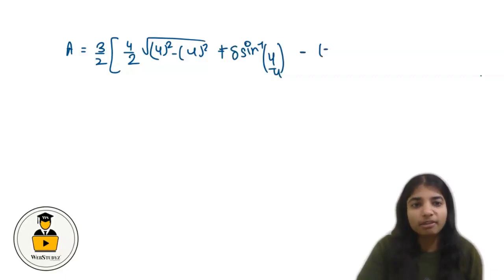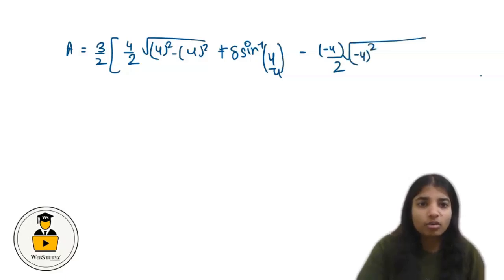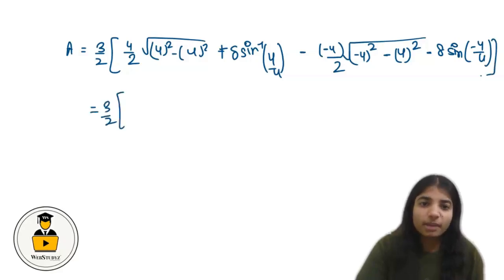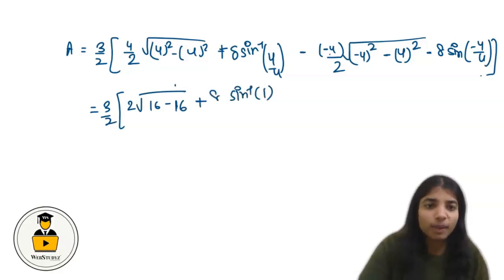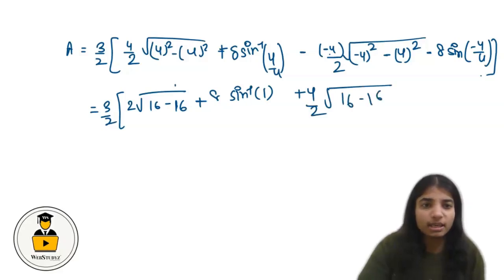So this from here becomes equal to minus of minus 4 divided by 2 multiplied by the under root of minus 4 whole square minus 4 square, minus 8 sine inverse of minus 4 divided by 4. So this from here is equal to 3 divided by 2. 4 divided by 2 is 2. 4 square is 16 minus 4 square is 16, plus 8 sine inverse of 1, minus 4 divided by 2 under root of 16 minus 16, and this becomes minus sine inverse of minus 4 divided by 4, which is minus 1.